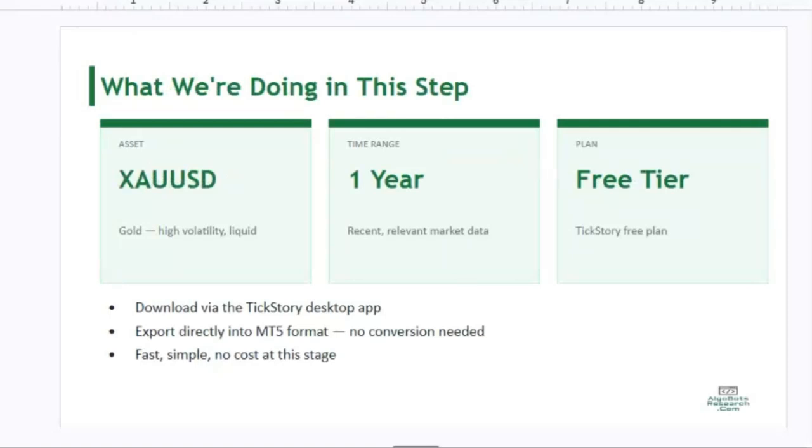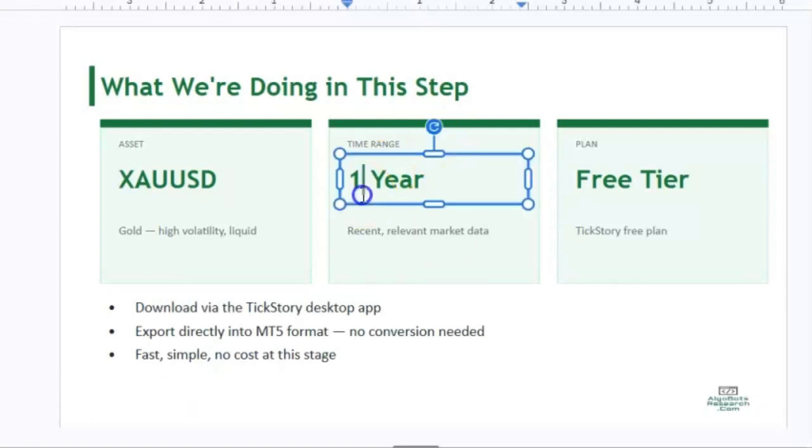In this video, we're going to be downloading 1 year's worth of data from TickStory, which is free. You can download 1 year's worth of free data from TickStory, and we're going to download the asset for gold, which is XAUUSD, because that's what we're starting with in our challenge. So we're going to be looking for gold strategies. That's what we're going to do in this challenge.